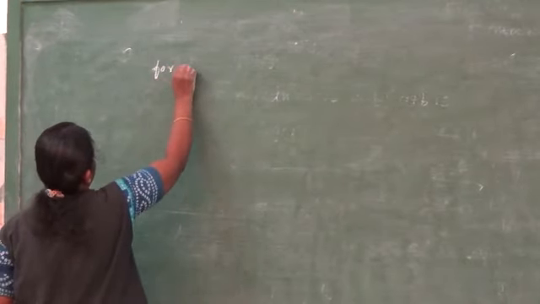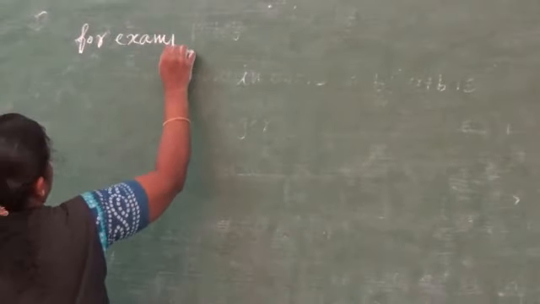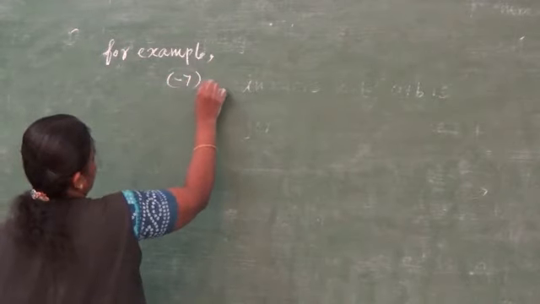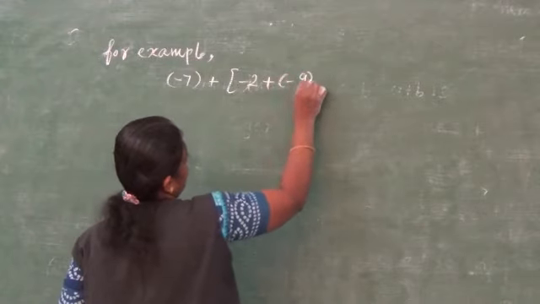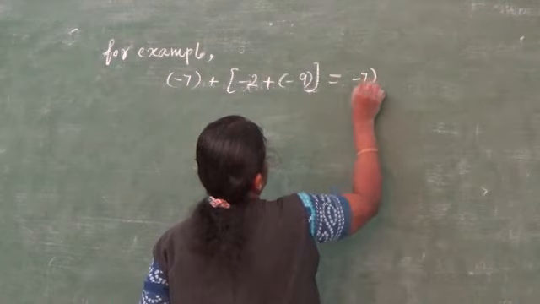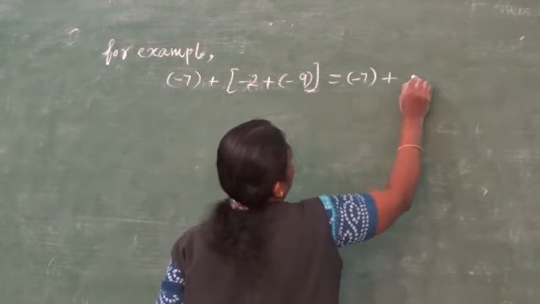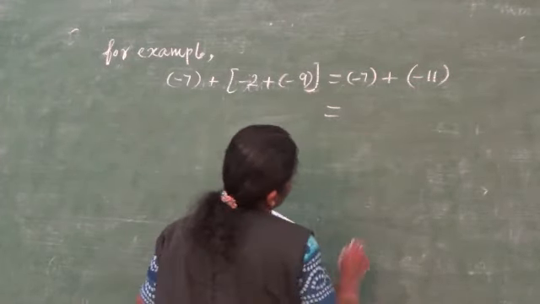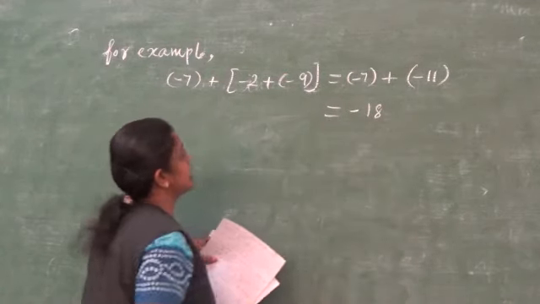For example, minus 7 plus minus 2 plus minus 9. Minus 7 plus, if you are adding minus 2 to minus 9, you will get minus 11. Now, both the numbers are negative. If you are adding 7 plus 11, 18, sign is negative.